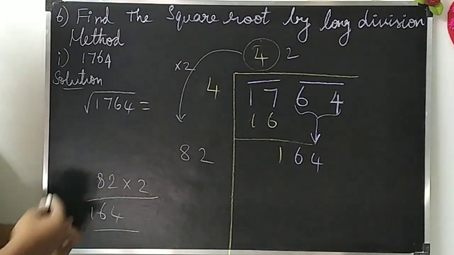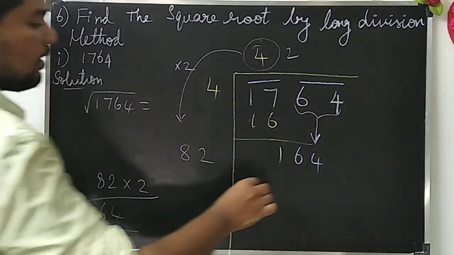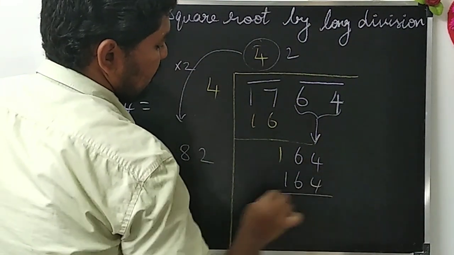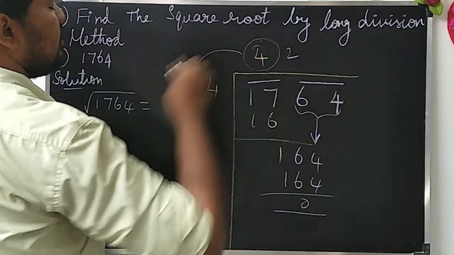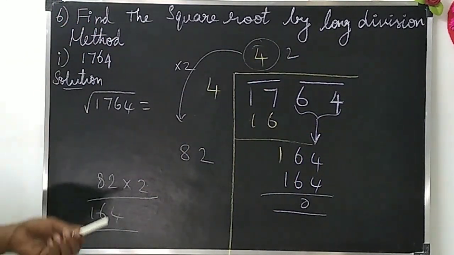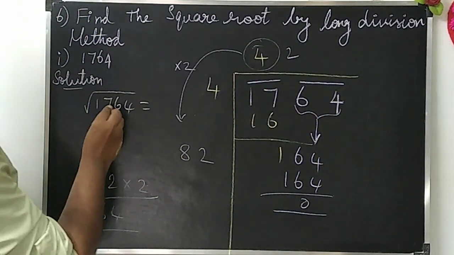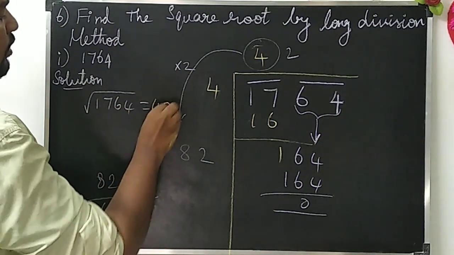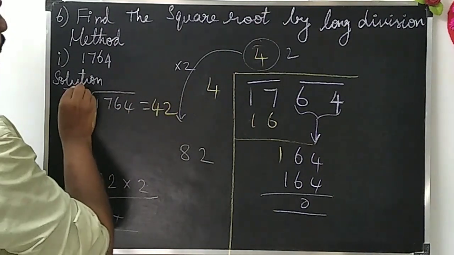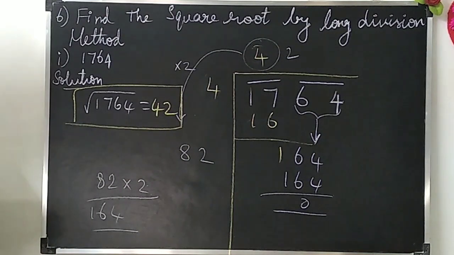Okay, so the question is very easy. So the answer will come 164, remainder is 0. So the quotient is the square root of the given number. So square root of 1764 is equal to 42. That's all. The long division method is very easy.